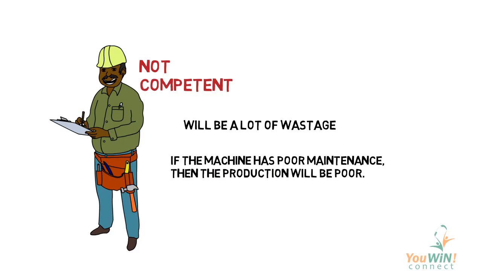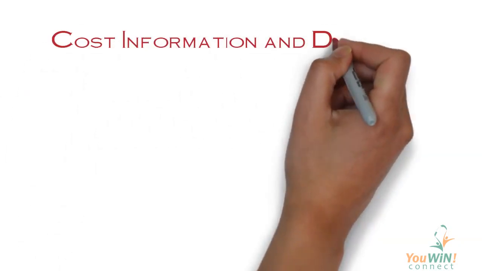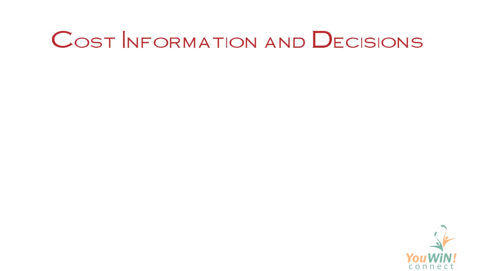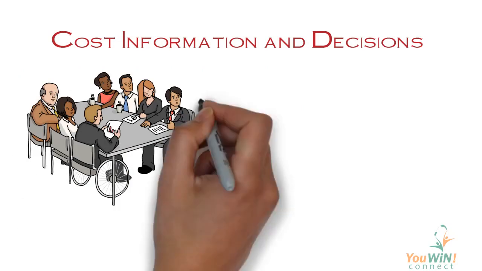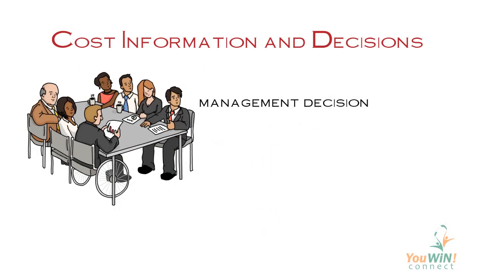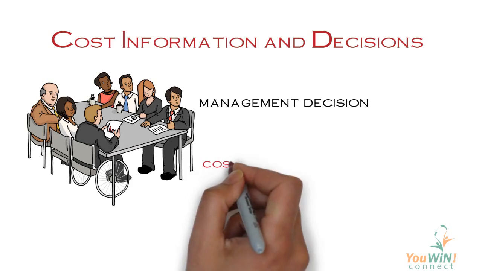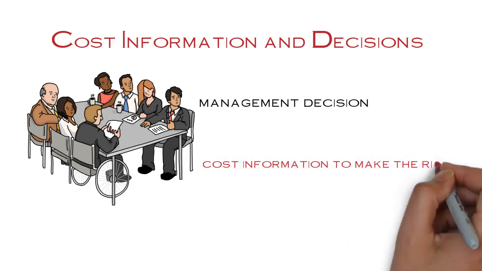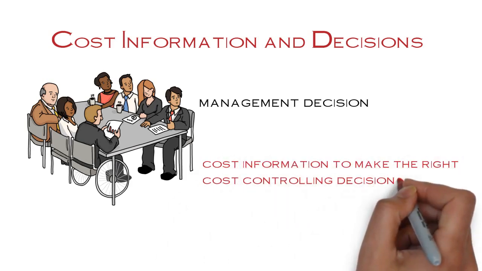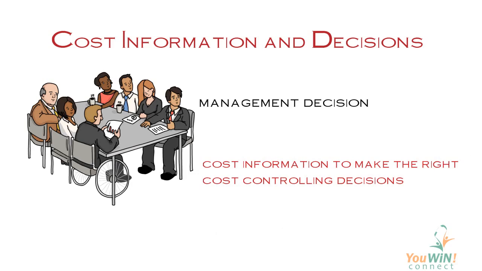Let's take a look at how cost information and decisions can help us to control cost. Cost information is required for any important management decision. In order to control cost, you need cost information to make the right cost controlling decisions.